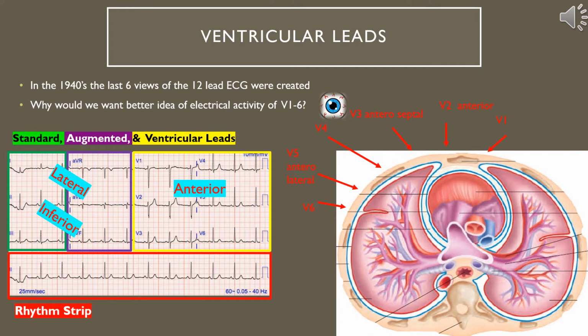10 years later, in the 1940s, the last 6 views of the 12-lead ECG were created. These were more to evaluate the ventricle right there along the chest wall. It was really important as far as evaluating for cardiac function, evaluating for any type of ischemia findings, and it really got a very up-close look at the ventricular function.